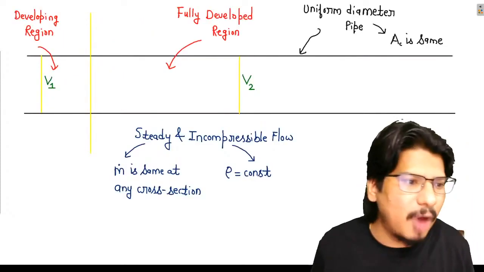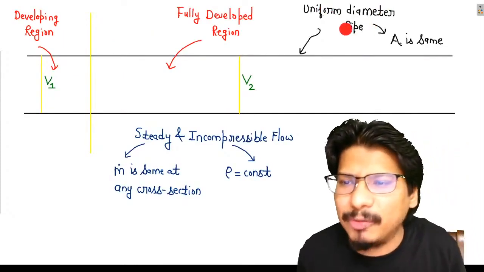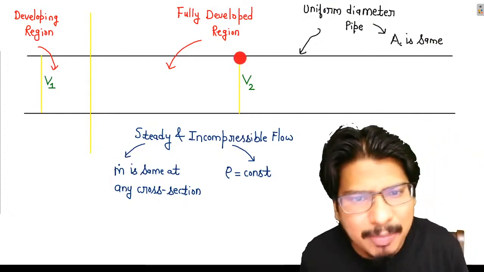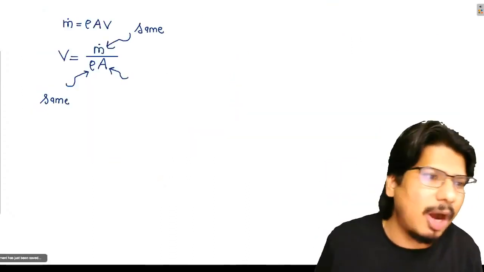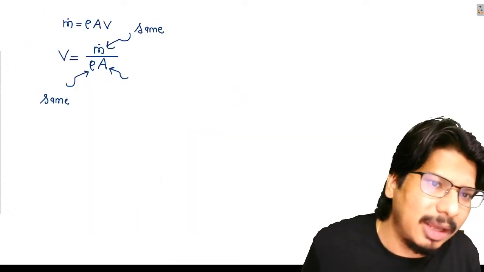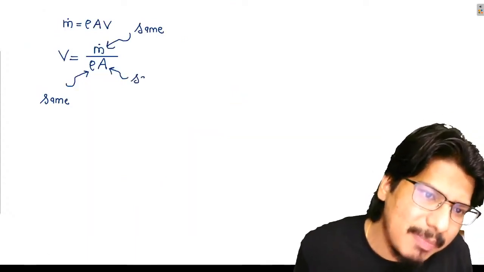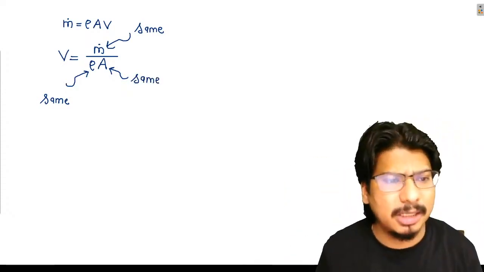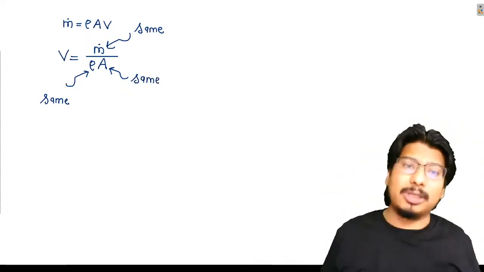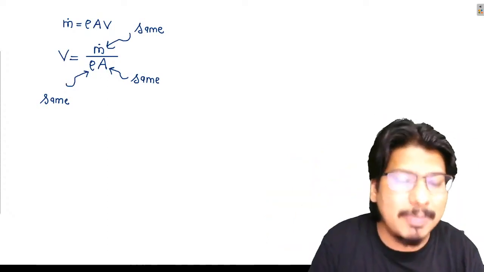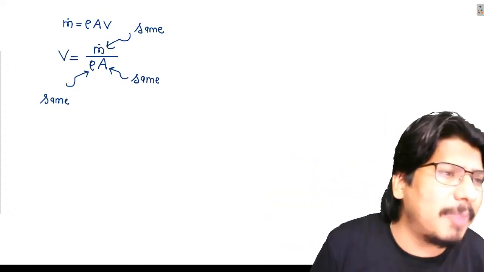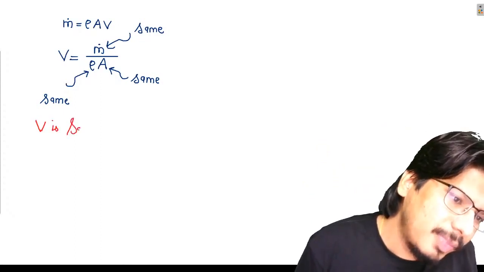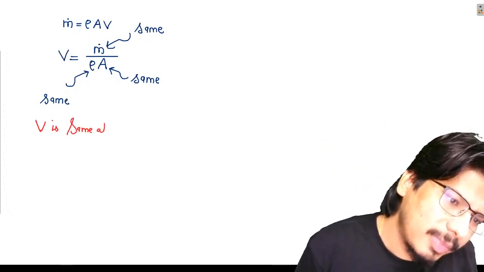Since I am having a uniform diameter pipe, can I say whatever the cross section area I am having here, same cross section area I am having here? So 100%, it will be same at both cross sections. Oh my god, mass flow rate is same at both cross sections. Density is same at both cross sections. Average velocity is also same at both cross sections. So can I say with 100% confidence average velocity is the same at both cross sections?